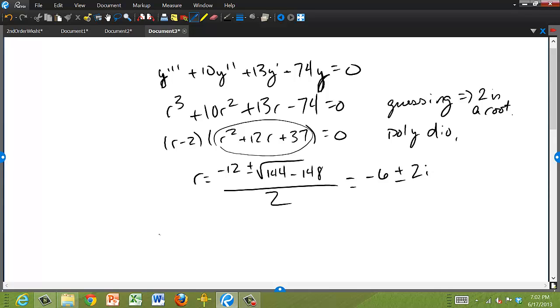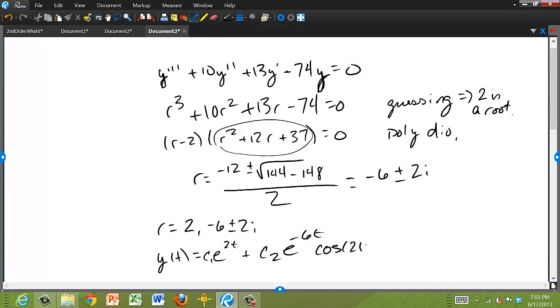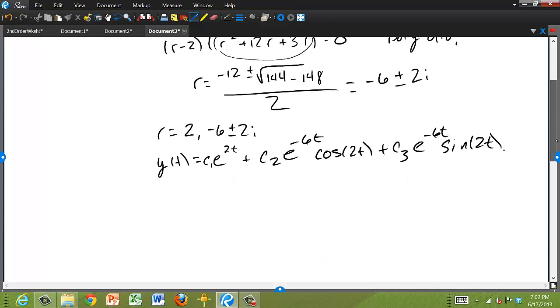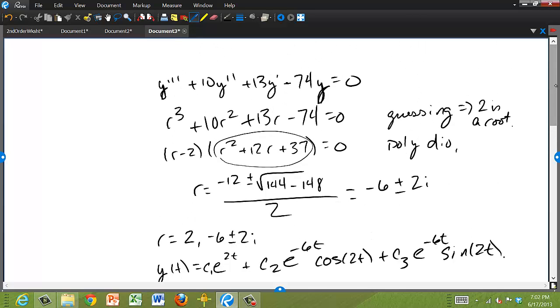So we've got roots, r equals 2, the original one that we used to factor, and then we've got negative 6 plus or minus 2i. And so our general solution is y of t equals c1 e to the 2t plus c2 e to the negative 6t cosine 2t plus c3 e to the negative 6t sine 2t. And that's it. We will do some examples of repeated roots next class.